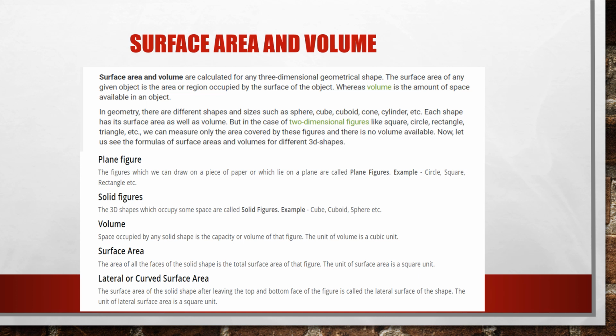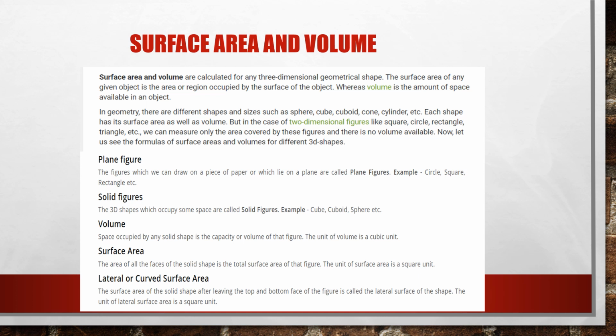Surface area for any given object is the space occupied by the surface of the object. Okay, and the volume is the amount of space available in an object. So that is the difference between the surface area and the volume.